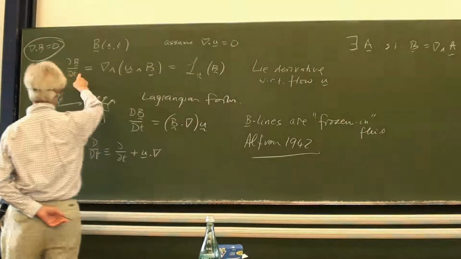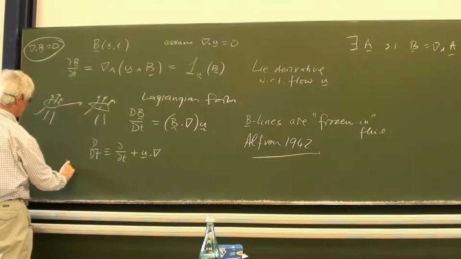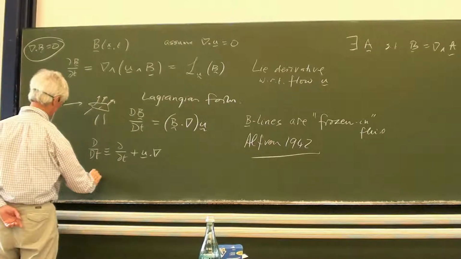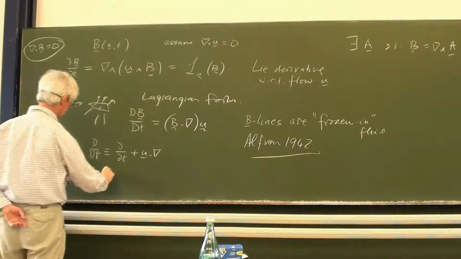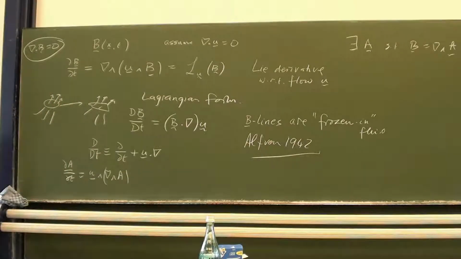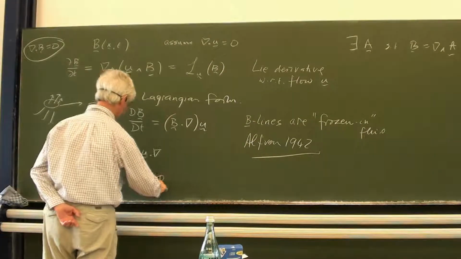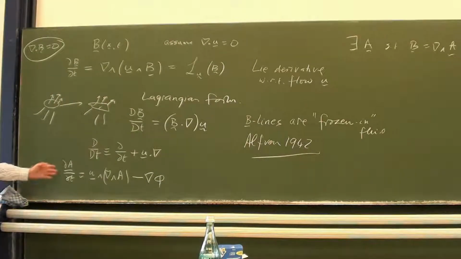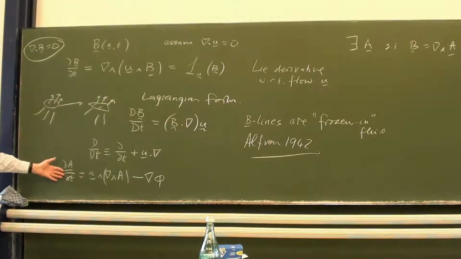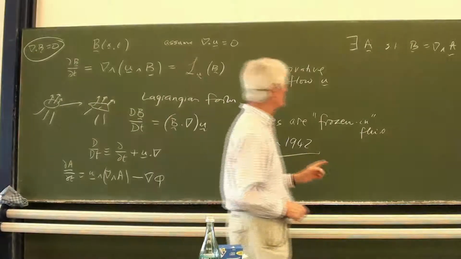And if I uncurl this equation, B is curl A, and we've got a curl here, we'll get an equation for A. dA/dt is just u cross B, which is curl A. And because I've removed a curl, you've got to put in a gradient, minus the gradient of some scalar field, phi. So the curl of that is obviously that. This is the uncurl.